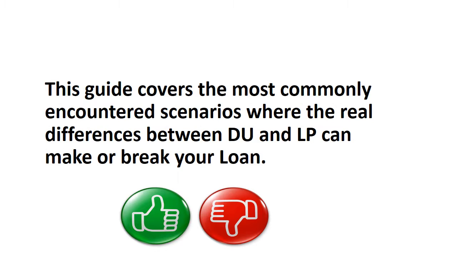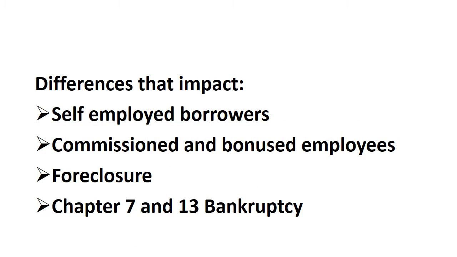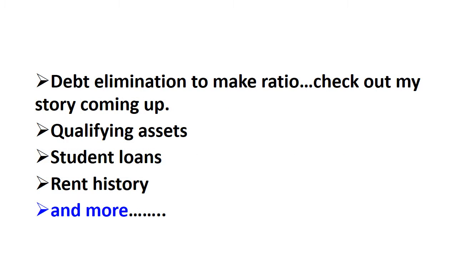Now, the guide covers the most commonly encountered scenarios where the real differences between DU and LP can make or break your loan. Differences that impact self-employed borrowers, commissioned and bonused employees, foreclosure, Chapter 7 and 13 bankruptcy, debt to income ratio. And I want you to hang in there and check out my story coming up. I think you're going to like this. Qualifying assets, student loans, rent histories, and there's so much more.